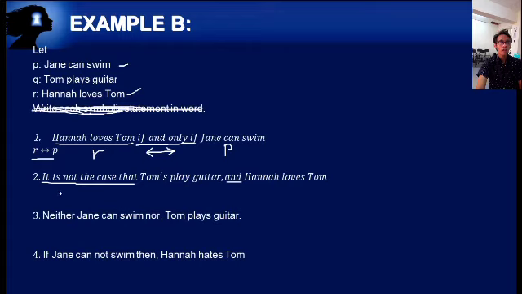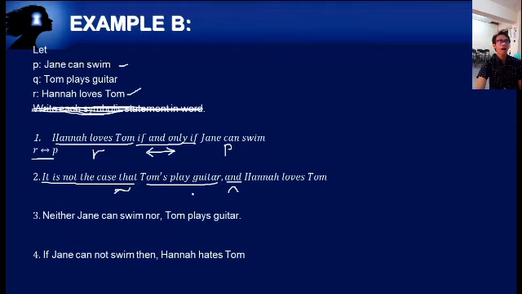So, when we say it is not the case, class, there is already a negation symbol, and at the same time there are also parentheses. The and symbol goes inside. Tom plays guitar. Wait, let me erase this, I did not write it big enough. So, for it is not the case that, this is your negation symbol.